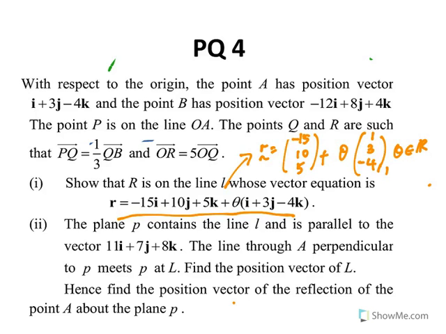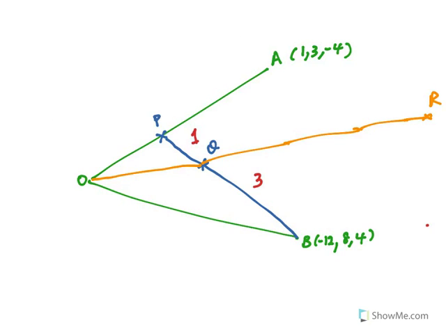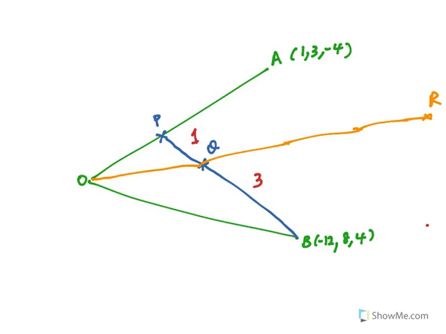So likely that means I need to find R. That means if I need to find OR, what do I need? I need OQ. So step 2, I want to find OQ. If I want to find OQ, who do I need? OP and OB.